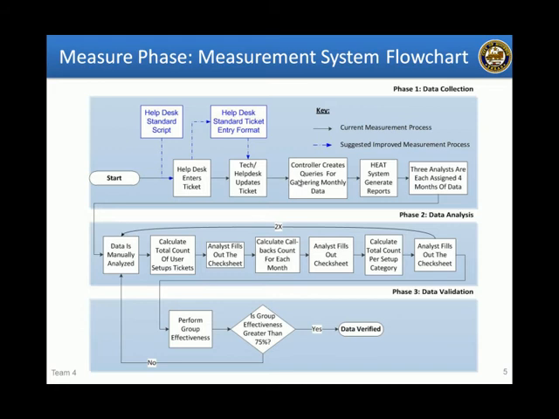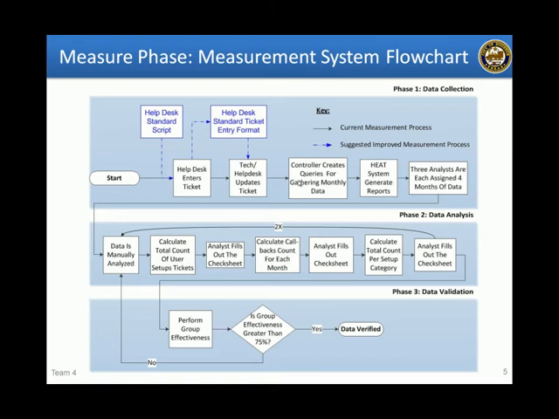So our flowchart starts with the help desk entering the ticket, then the technician updates the ticket. After that, the controller creates the queries for gathering monthly data. The HEAT system then generates the reports based on these queries. Then 3 analysts analyze the data. Data is manually analyzed. Each analyst calculates the various counts, including the total number of user setup tickets during the time period being analyzed, the total number of callbacks for each month, and the total number of callbacks for each category. The analysts fill the check sheet provided to them for data collection.